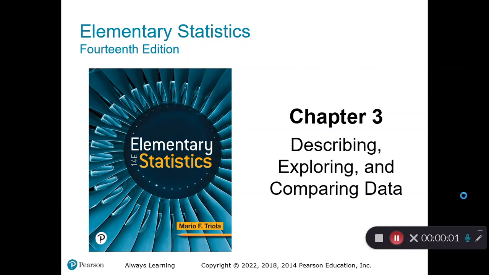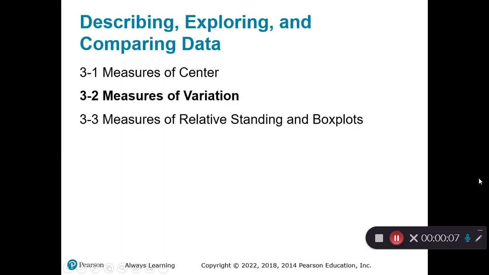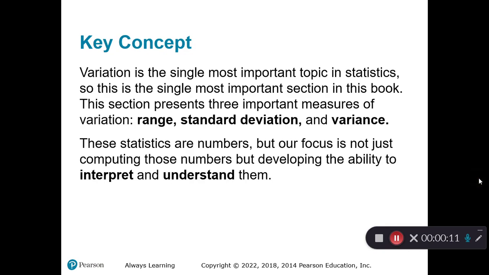We continue our study of how to describe data by looking now at different measures of variation, otherwise known as measures of spread. Variation is the single most important topic in statistics, so this is the single most important section in this course. This section presents three important measures of variation or spread. The first is range, then standard deviation, and finally variance.